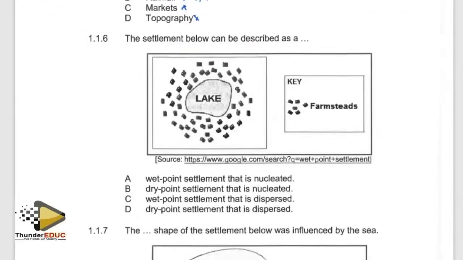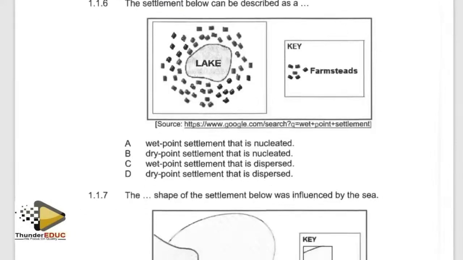Okay. A settlement below is described as, what is it? There is a lake here, and there are settlements around the lake. So is it a wet point settlement that is nucleated, a dry point settlement that is nucleated, a wet point settlement that is dispersed, or a dry point settlement that is dispersed? The moment they said dispersed, those ones are going to be out, because this is not dispersed, this is concentrated around one central place. If a settlement is close to the water body, it's a wet point, not a dry point. Therefore, the answer here is A.